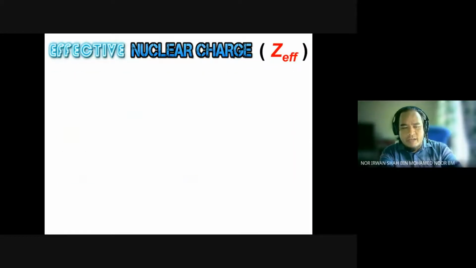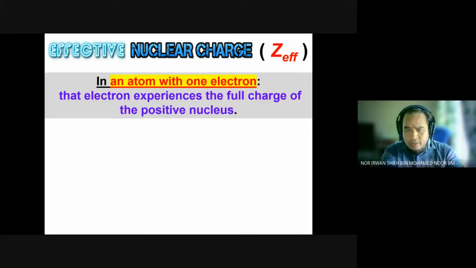Right, seterusnya still masih lagi saya nak bincangkan tentang effective nuclear charge ni. Okay, so therefore guys, for the case of atom with one electron, remember that electron experiences the full charge of the positive nucleus. So ini tak ada masalah. Sebab atom tu cuma ada satu elektron. Dia macam ni lah, kalau kes yang satu elektron ni guys, kalau kita guna contoh mak tadi kan, ini macam kes anak tunggal. Anak tunggal kan.